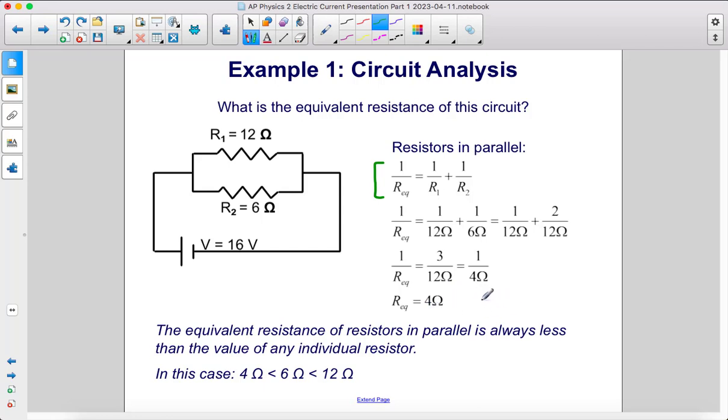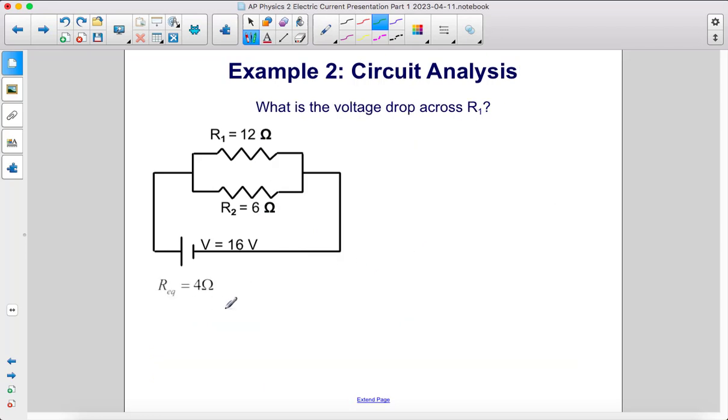Remember, the equivalent resistance of resistors in parallel is always less than the value of any individual resistor. So 4 ohms is less than both 6 and 12. Now that we have the equivalent resistance for the entire circuit, what is the voltage drop across R1?